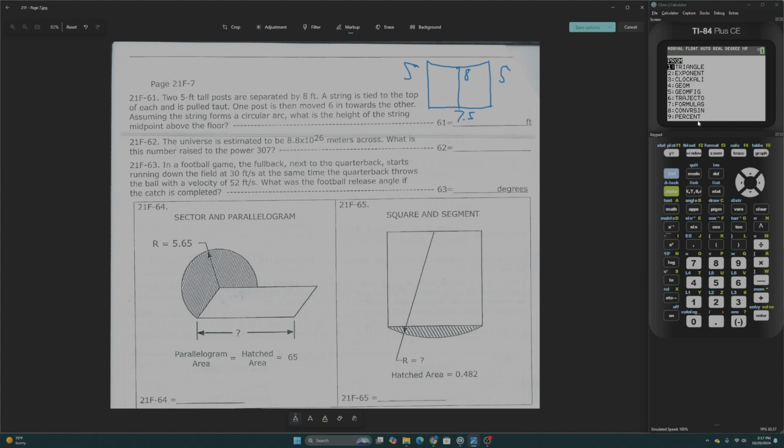It's just a trajectory problem. Program, it's on Earth. You're given, let me see, it's running down the field at that speed. At the same time, it throws the ball that fast. So the catch is completed. Wait, does it say the time? In a football game, the fullback next to the quarterback starts. Oh, okay, at the same time. Oh, I see what it's saying. I don't know if we can use the program for that because it doesn't give us the time for it.